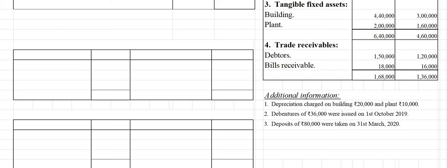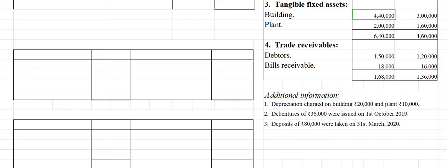Here building last year 3 lakh, this year 4,40,000. Let us see, depreciation charged is 20,000. So last year 3 lakh was there. If depreciation of rupees 20,000 is charged, building should reduce from 3 lakh to 2,80,000. But you see it has increased to 4,40,000. That means some amount of building is purchased.